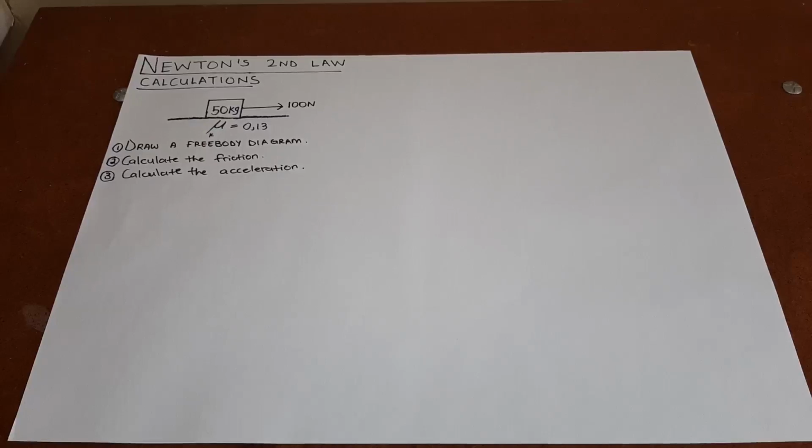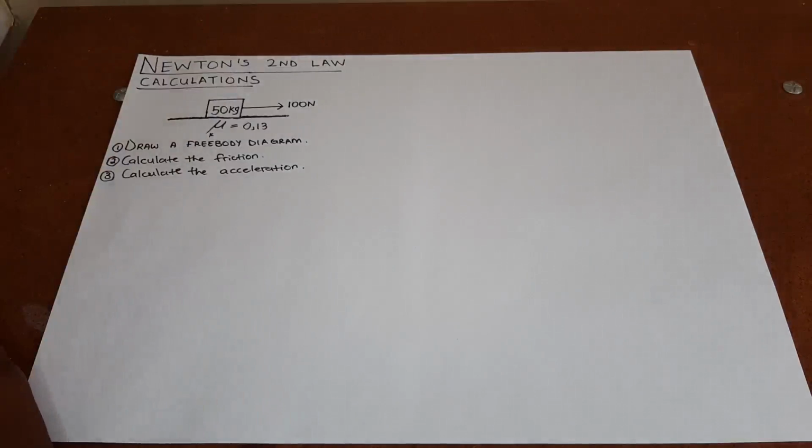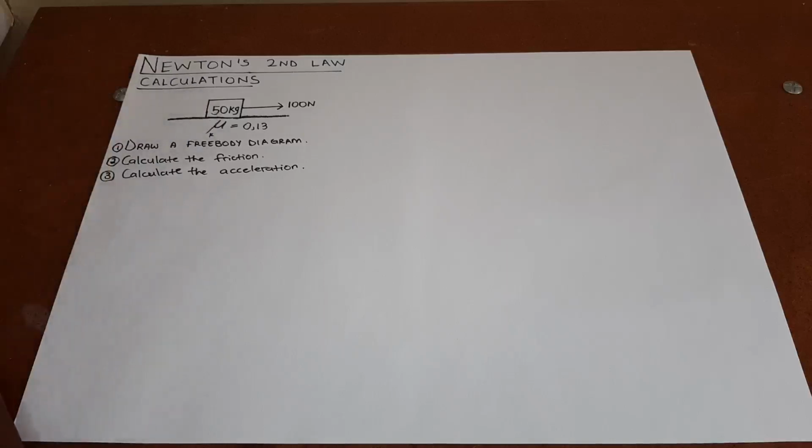Okay, guys, we have this diagram here. We are given that the 50 kg block is being pulled, or the applied force is 100 newtons, to the right-hand side, or to the east. The surface is quite rough, and the roughness of the surface, which is our coefficient of kinetic friction, is equal to 0.13. So the very first question says, draw a free body diagram.